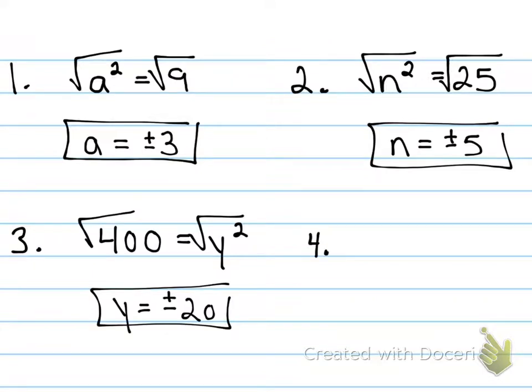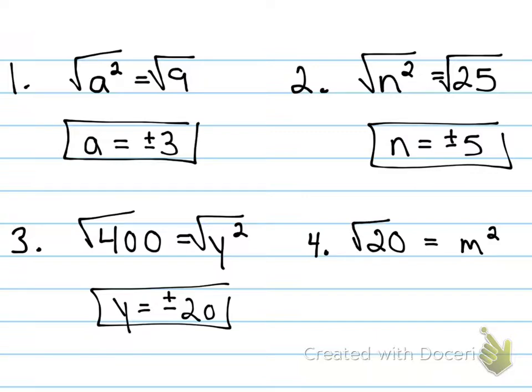What about this one? Let me see. What if I said 20 equals m squared? Can I take the square root of 20? Is it going to be even? No, and that's okay. If it doesn't work out to be an exact answer, the directions will say round to the nearest tenth. So I want you to go ahead and just round this answer to the nearest tenth.